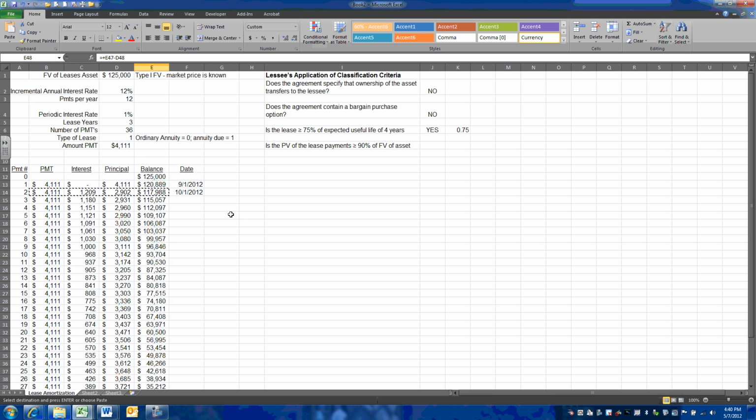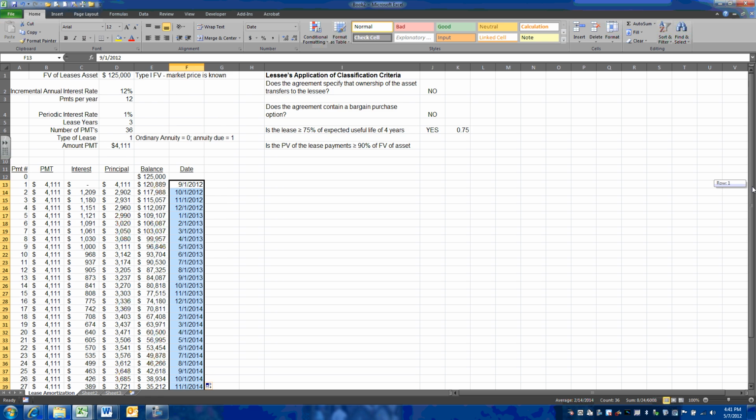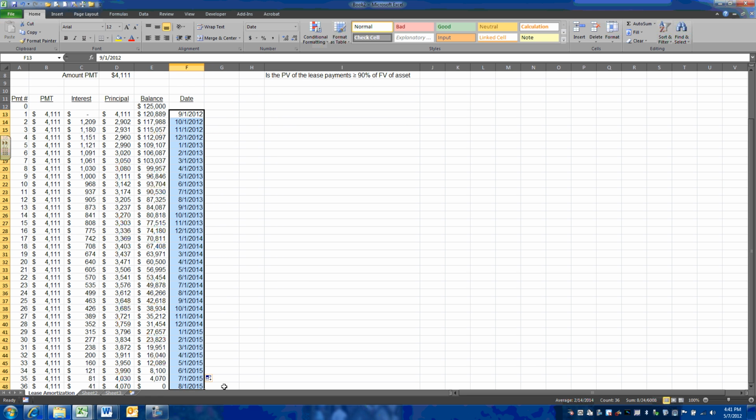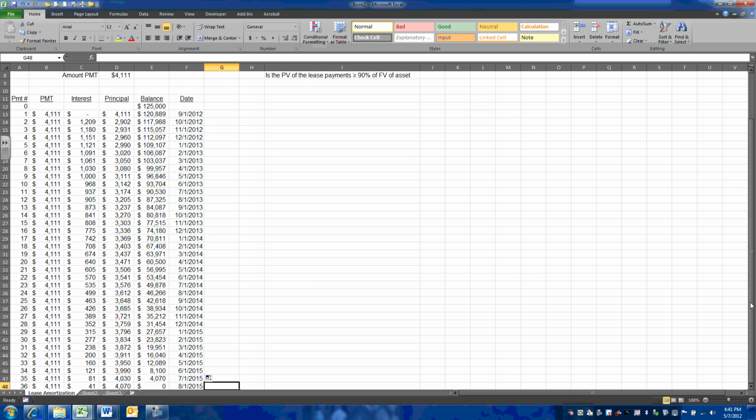If we want to keep track of the date of the payment, in the date column, we would highlight the 2 dates that we entered in, 9-1, 10-1. We don't have to type out each of the others. We can simply highlight those two and double-click our little box in the lower right-hand corner, and that will auto-fill the dates to the end of the payments.